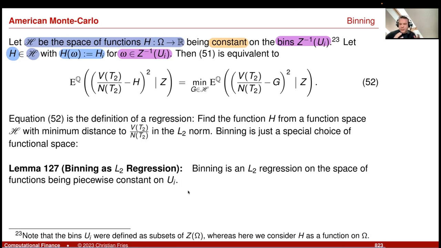Then my problem is equivalent to: find this function h such that it minimizes the L2 distance among all those functions. So binning is just a regression. This is just an L2 regression, find the smallest distance. So binning is just an L2 regression on the space of piecewise constant functions, the space of functions that are constant on these bins.